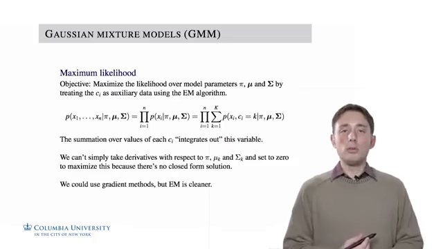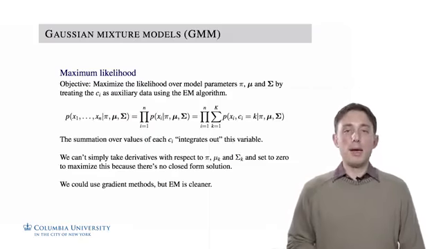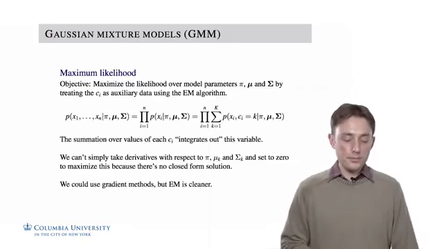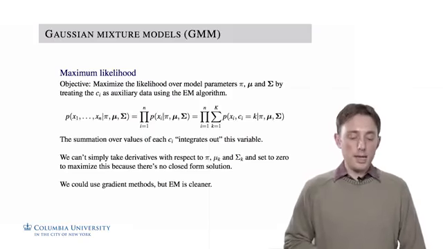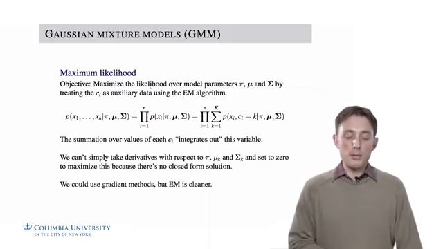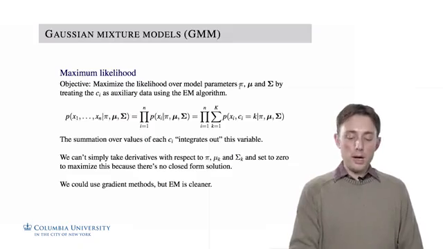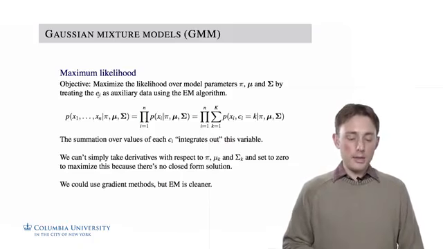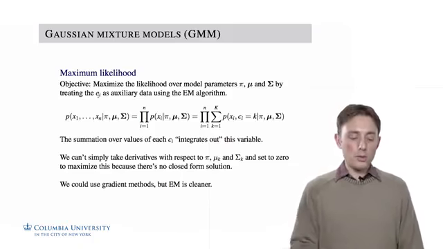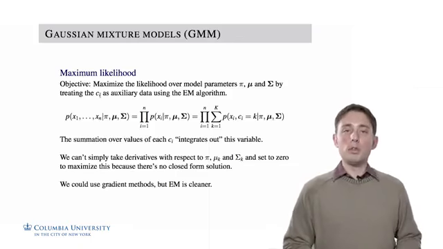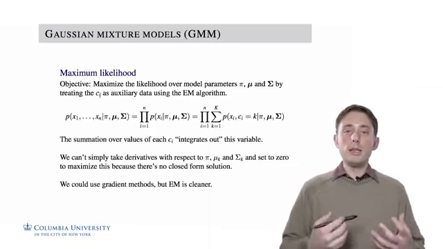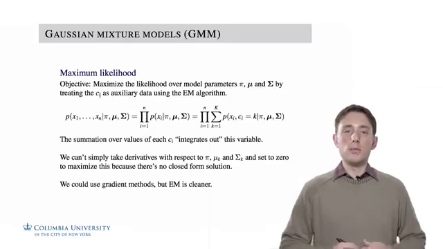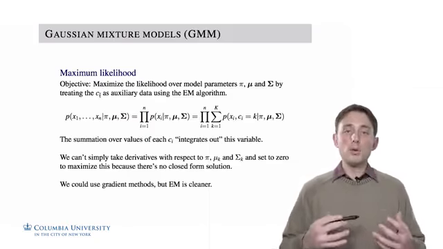There are several different ways that we could do inference for the Gaussian mixture model. In this lecture, I'm just going to focus on the maximum likelihood approach. So the objective in this case is to maximize the likelihood over the model parameters pi, mu, and sigma. And we're going to treat Ci as auxiliary data in the EM framework. So Ci, the cluster assignment, is going to be the additional hidden data that we introduce and then do EM. So we want to integrate out Ci.